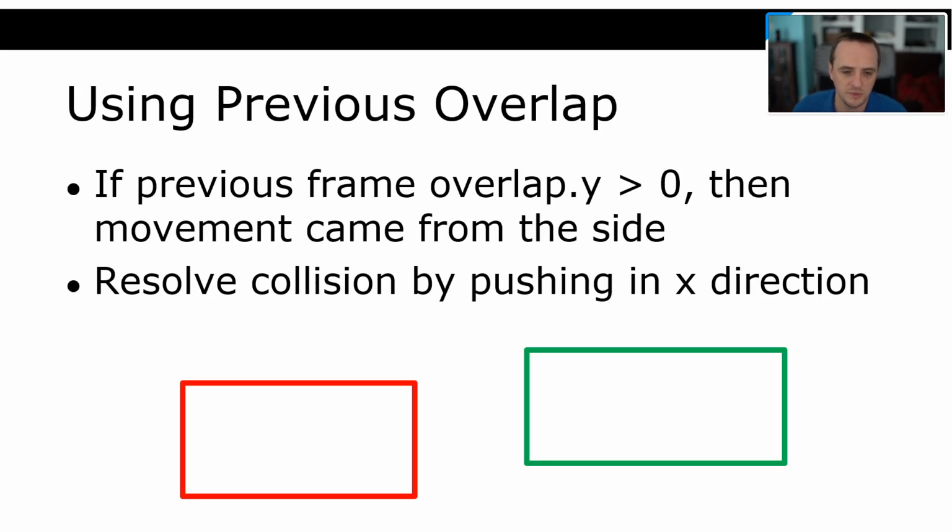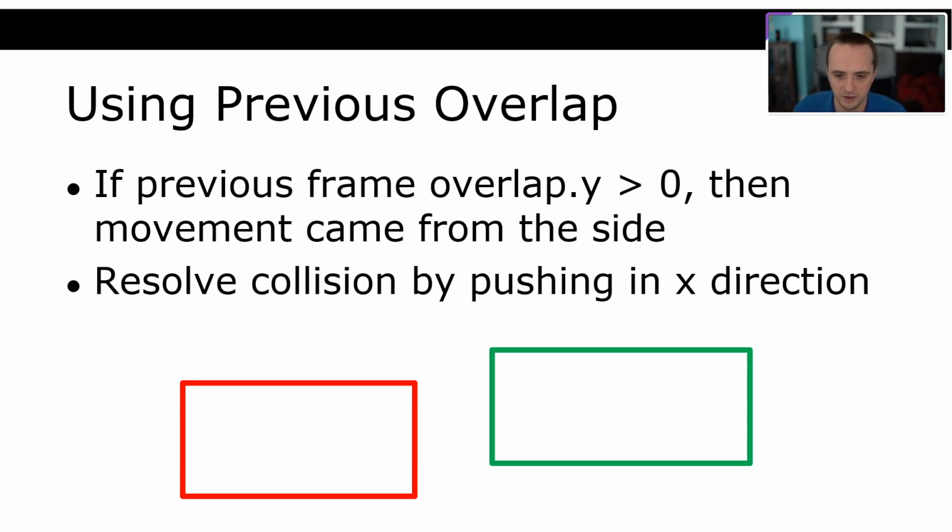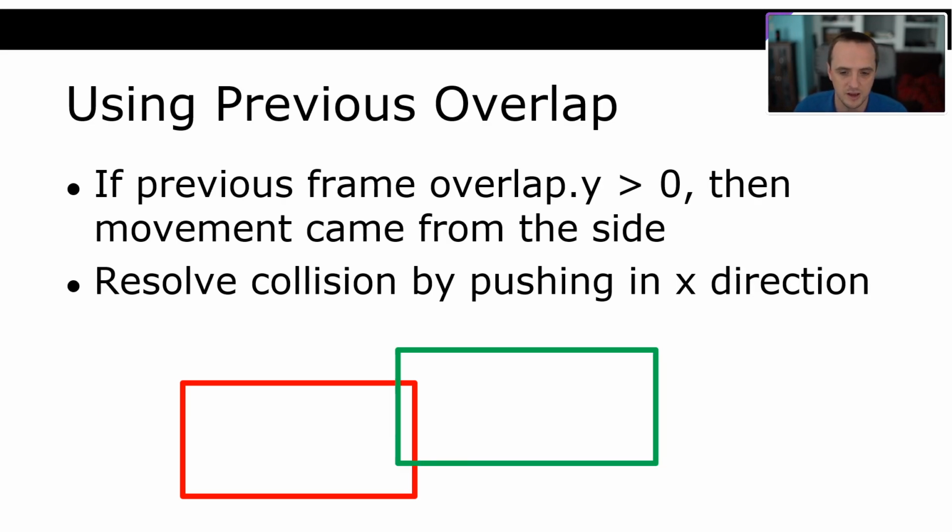So what this means is if the previous frame's overlap in the Y direction was greater than 0, then the movement came from the side like this. So here we have a Y overlap greater than 0. We don't have an X overlap, but we have a Y overlap greater than 0. And so we know then that it's coming from the side. And so we could resolve this one by pushing it out to the right. So that's what we would do.